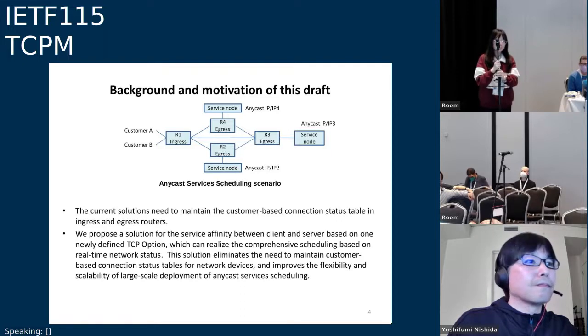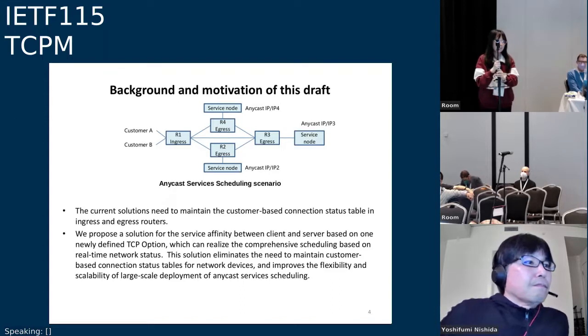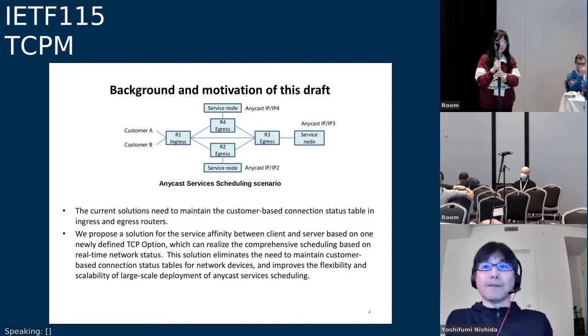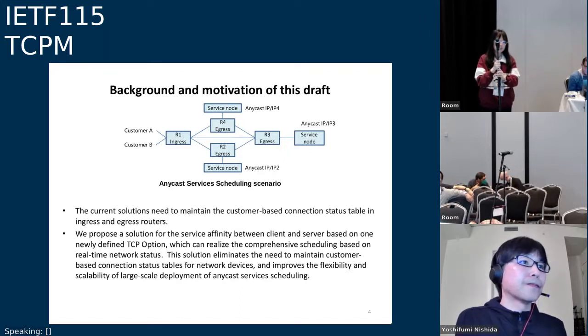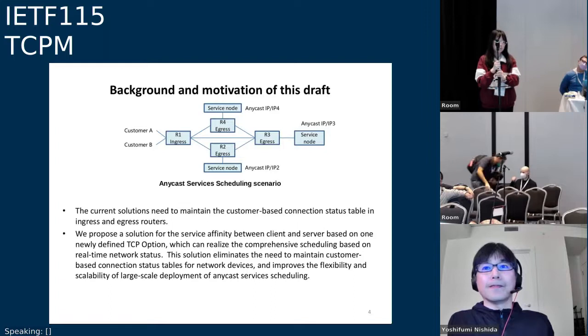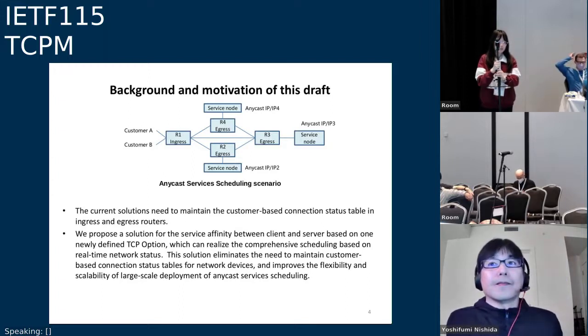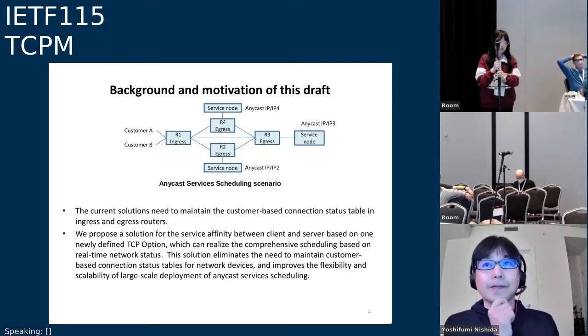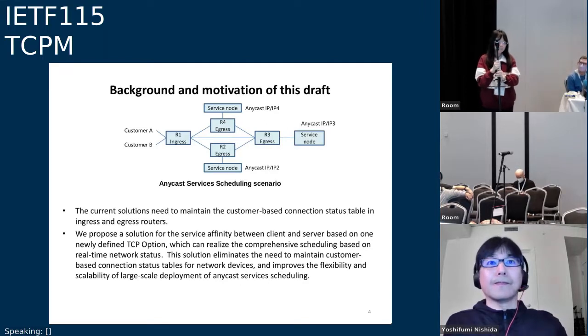To keep the established connections unchanged, the current solutions need to maintain customer-based connection data tables in ingress and egress routers. This lacks flexibility and scalability. We propose a solution for service affinity between client and server based on one newly defined TCP option. This option can realize comprehensive scheduling based on real-time network status. This solution can eliminate the need to maintain such tables in the network devices and can improve the flexibility and scalability of large-scale deployment of Anycast service scheduling.